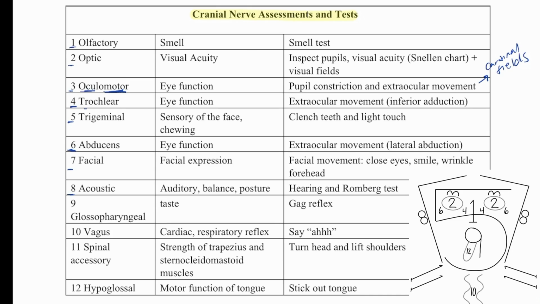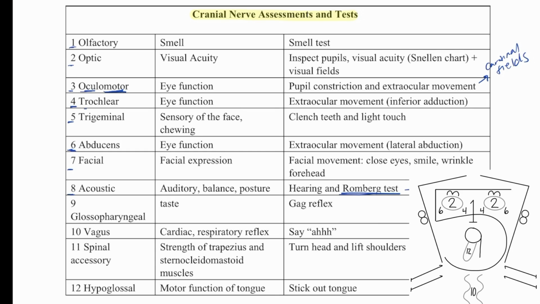8 is acoustic. So we're looking at auditory, balance, and posture, hearing, and Romberg's test. So Romberg's test, this is when you have a patient hold their arms out in front of them with their eyes closed. And what you're looking for is to see if one side drifts. And if it does drift, they would fail that test.